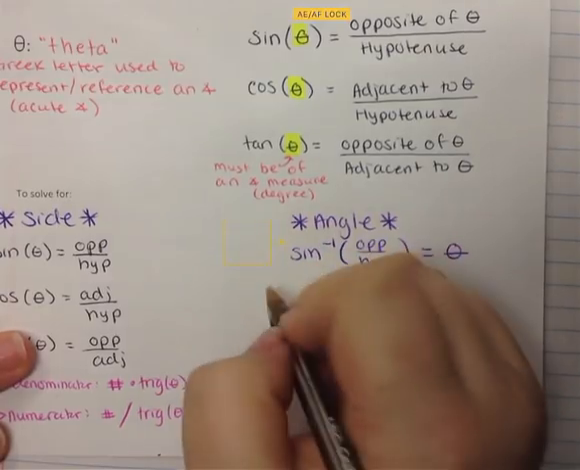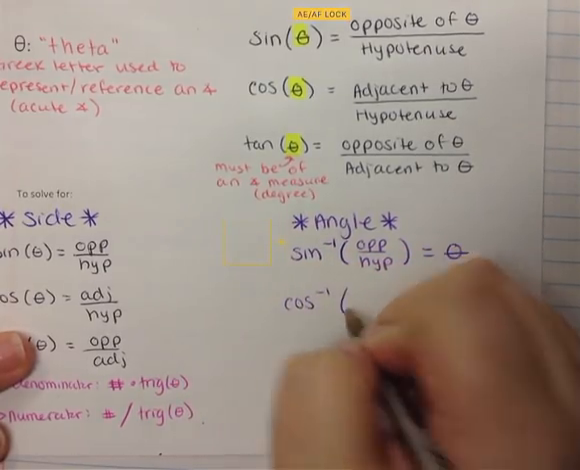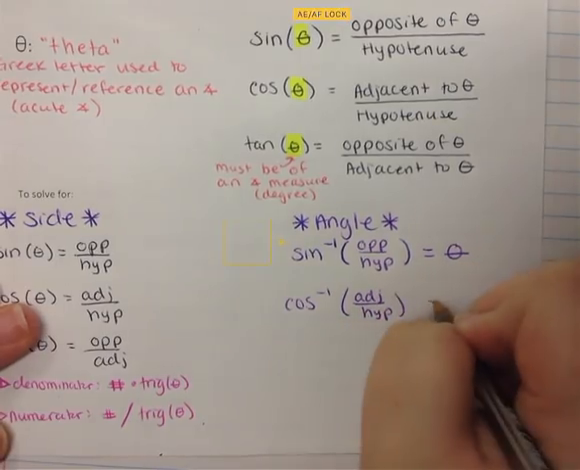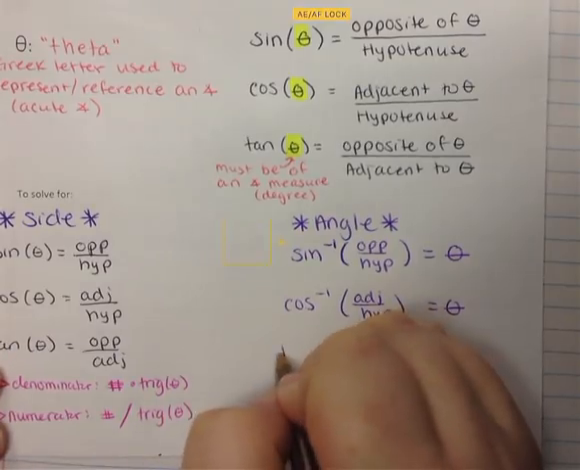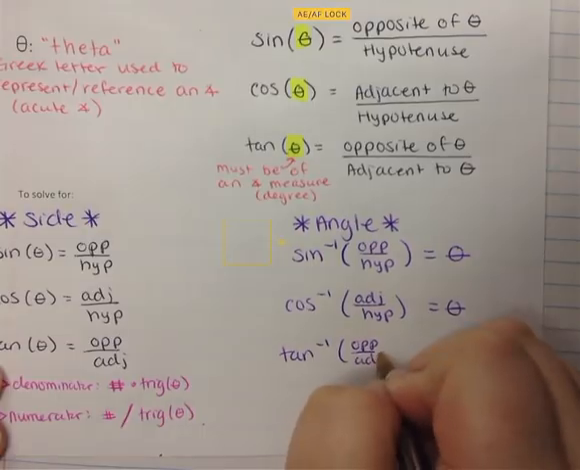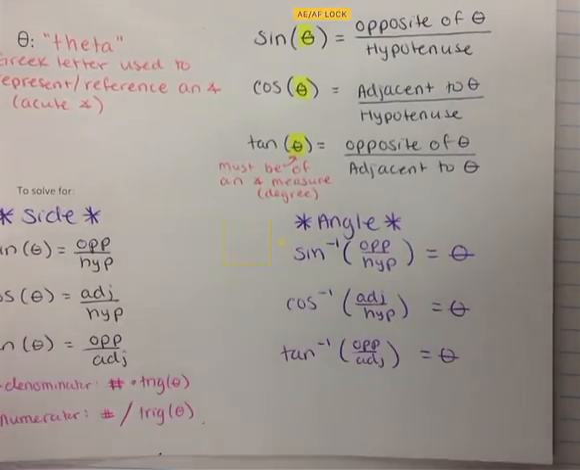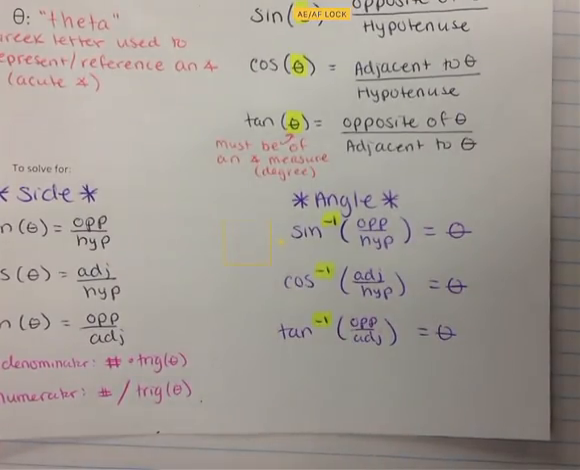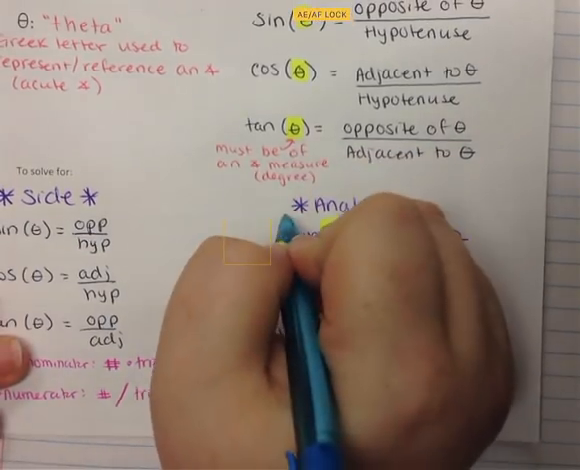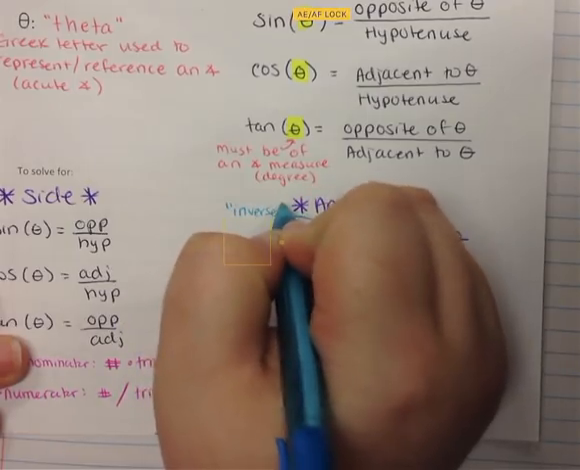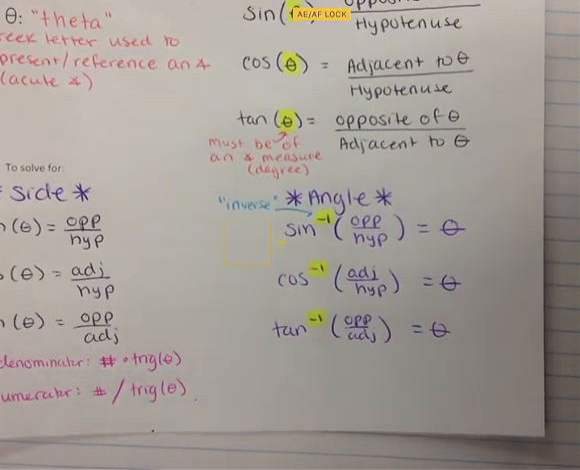For the cosine, you'll do the same thing. So cosine inverse of the adjacent over your hypotenuse will give you your theta. And then tan inverse of opposite over adjacent will give you your theta. Now again, what that really means, this to the -1 part here, means the inverse, because you're doing the inverse operation. So sine inverse, cosine inverse, tangent inverse.